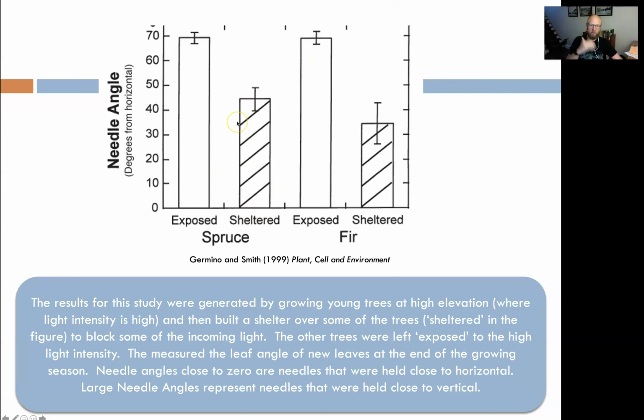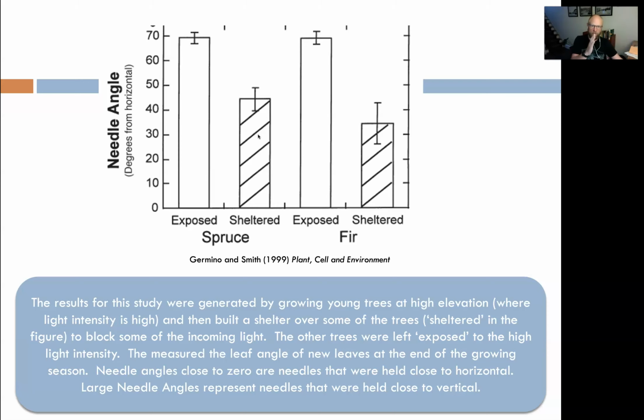Those are the plants growing underneath the shelter where solar radiation loads were lower than the plants growing in the exposed areas. And so what you can see is when they're sheltered from solar radiation, the leaves start to grow more horizontally because they're trying to absorb as much radiation as they can. If you take that cover off, the needles are going to be growing more vertically to minimize how much solar radiation is being absorbed by the leaf.